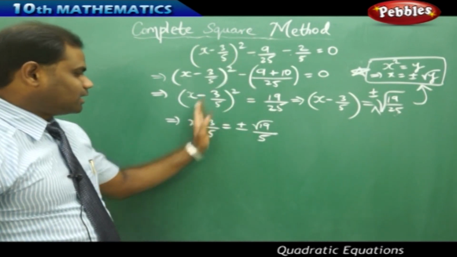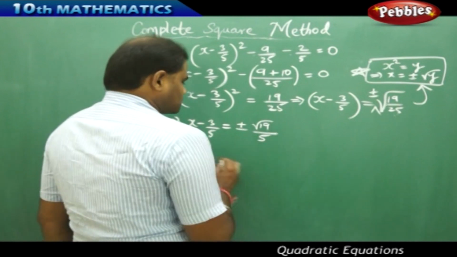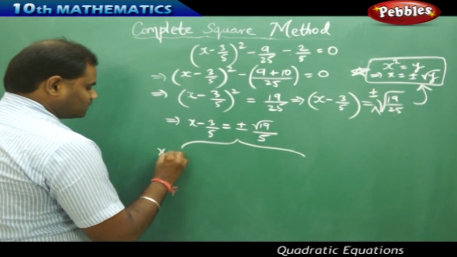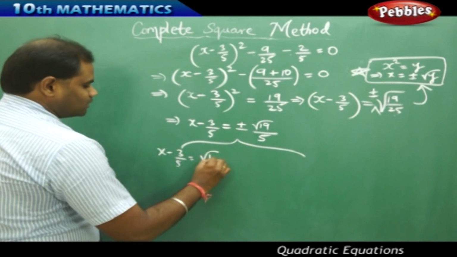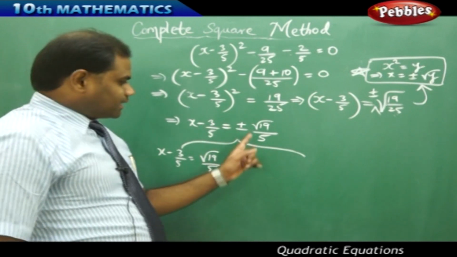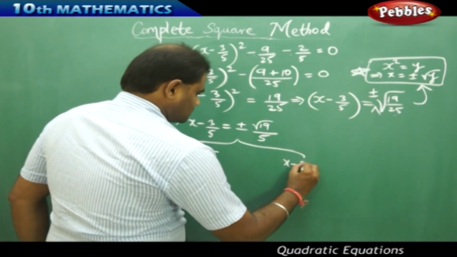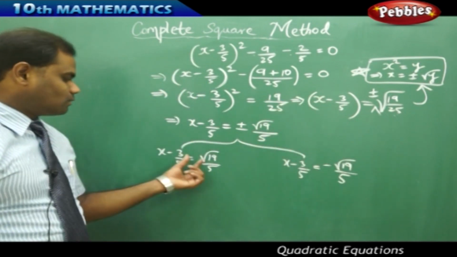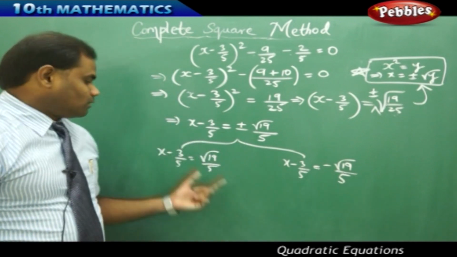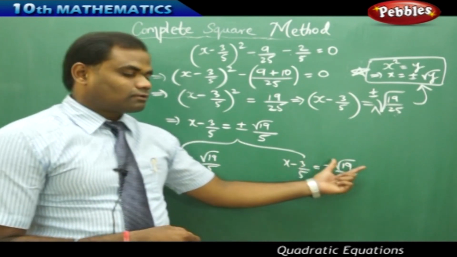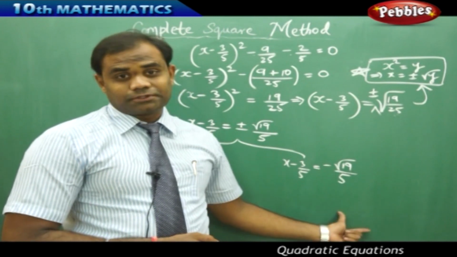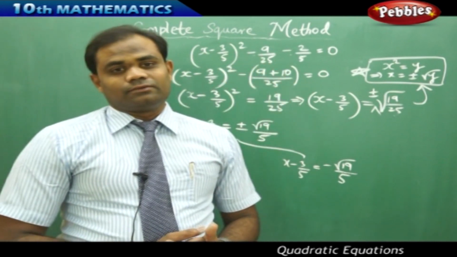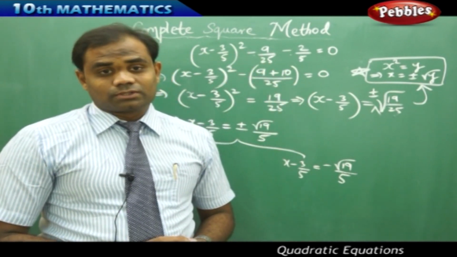This constant on the left is again taken to the right with two values, where I get one of them with plus and one of them with minus. x minus 3 over 5 is root 19 over 5, and then again x minus 3 over 5 is minus root 19 over 5. That is how I get one plus and one minus. Thus, the plus gives me one solution of x and the minus gives me the second solution of x. Therefore, I'll get two solutions for a quadratic equation, with degree equal to 2 at most two solutions.